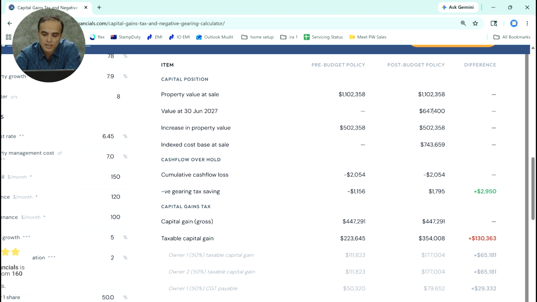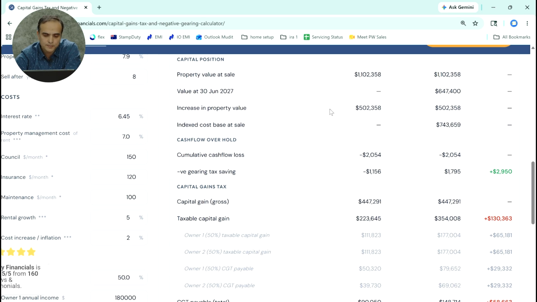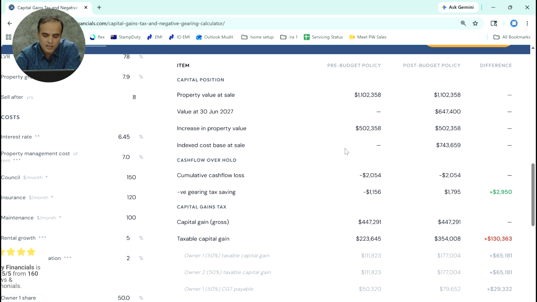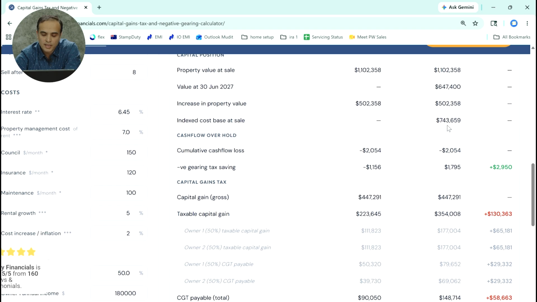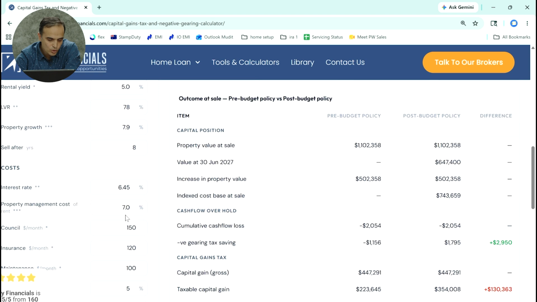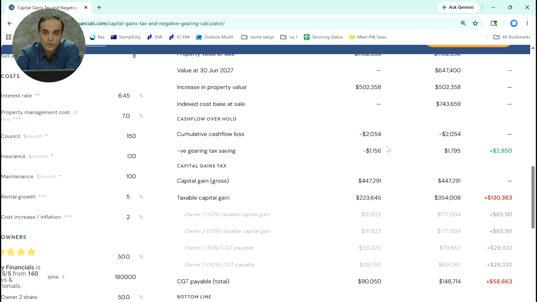So let's say the indexed value comes to 647K, again this is based on the growth rate. Now the increase in property value for a period of 8 years, based on the capital growth, comes to roughly $502,000, and the indexed cost at the time of sale, 8 years from now, will go to 743K, based on the 2% inflation we have assumed here. Now, cash flow during the holding period, cumulative cash flow over the 8 years, will be negative $2,000.